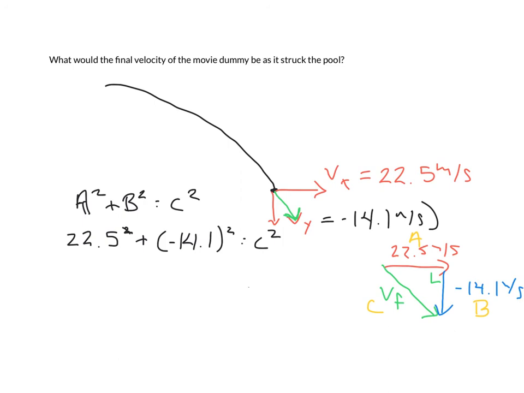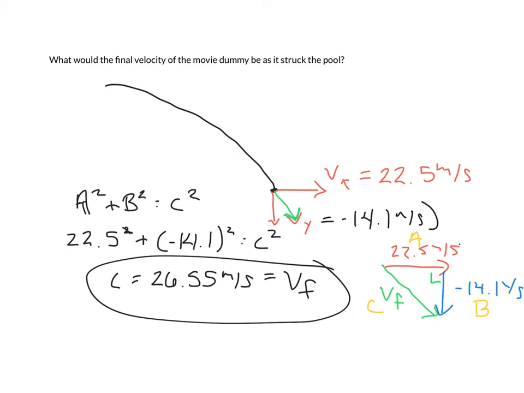So when I add these two together and then I take the square root, I find that my final velocity is 26.55 meters per second. So that's my final velocity. So final velocity involves finding both the x component and the y component of the velocity and using the Pythagorean theorem in order to find the overall final velocity as the dummy enters the water.